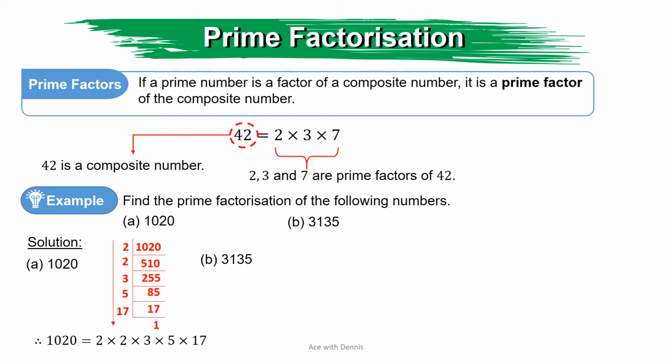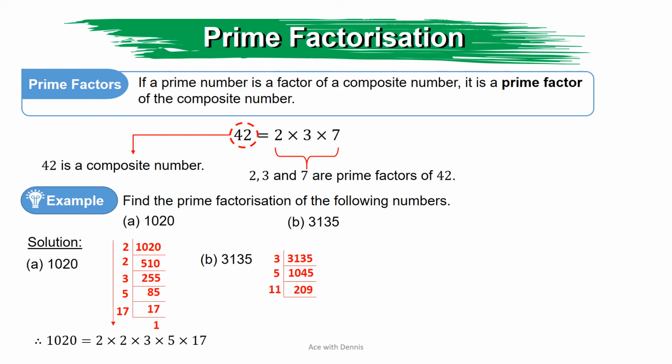We do the similar steps for B, 3135. So 3135 is not divisible by 2, so we move on to the next prime number, which is 3. So 3135 divided by 3, we get 1045. So 1045 is not divisible by 3. Then we move on to the next prime number, which is 5. So 1045 divided by 5, we get 209.